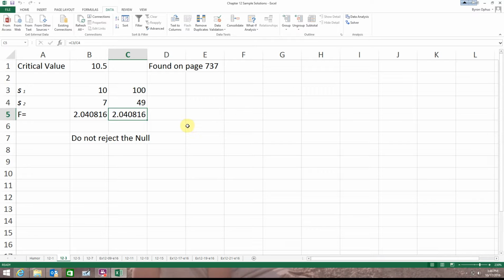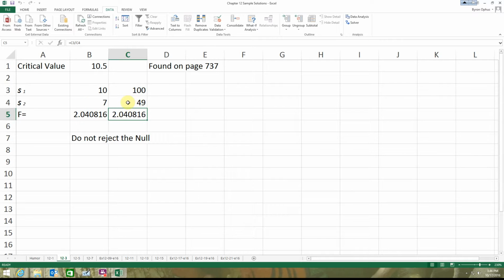The null hypothesis is that the variance of 1 is equal to the variance of 2, and the alternate hypothesis is that the variance of 1 is not equal to the variance of 2. A random sample of 8 observations from the first population resulted in a standard deviation of 10. So my S1 is 10, and my S2 is 7. That's given to me.